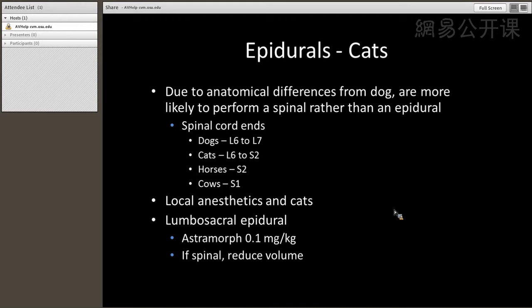Cats tend to be a little bit more sensitive to the effects of local anesthetics, and so I wouldn't typically do an epidural using a local anesthetic in a cat, at least if I'm doing it in a lumbosacral position. And for a lumbosacral epidural, the dose is the same. So if you did, it would be the same as in a dog, 0.1 milligrams per kilogram if you're using Astramorph. And if you get a spinal, then you reduce your volume by half.